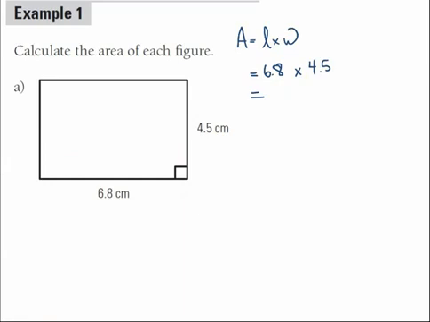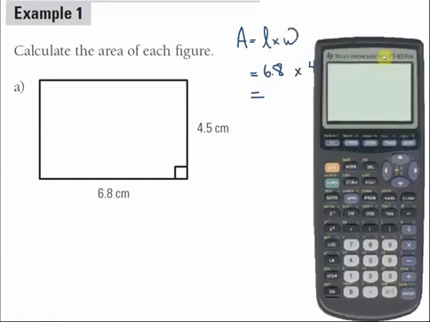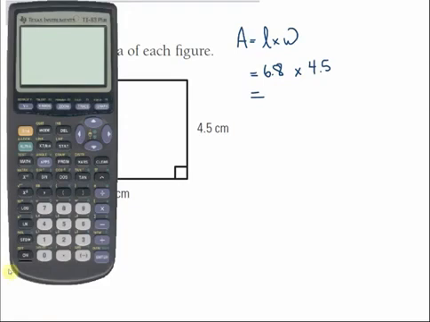I'm going to pull one over here right now. Ta-da! I'll just move it over to space, turn it on. So 6.8 times 4.5, and the answer would be 30.6 in terms of its numerical value. 30.6.